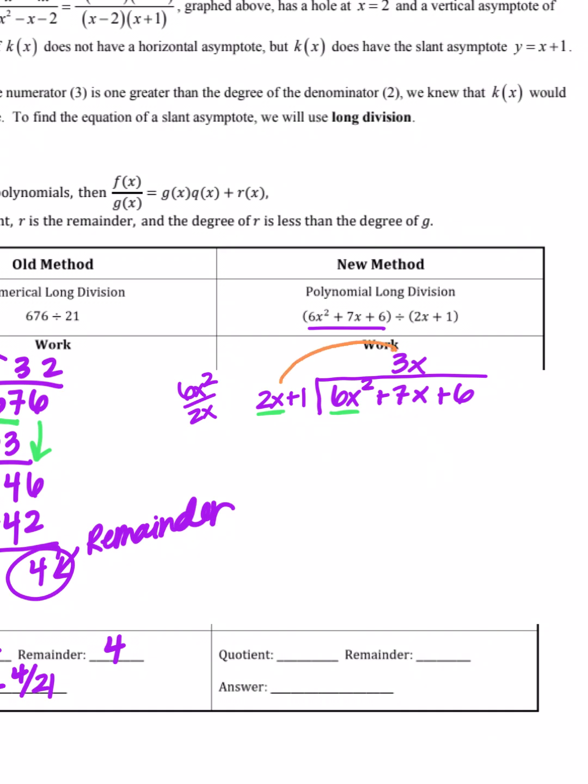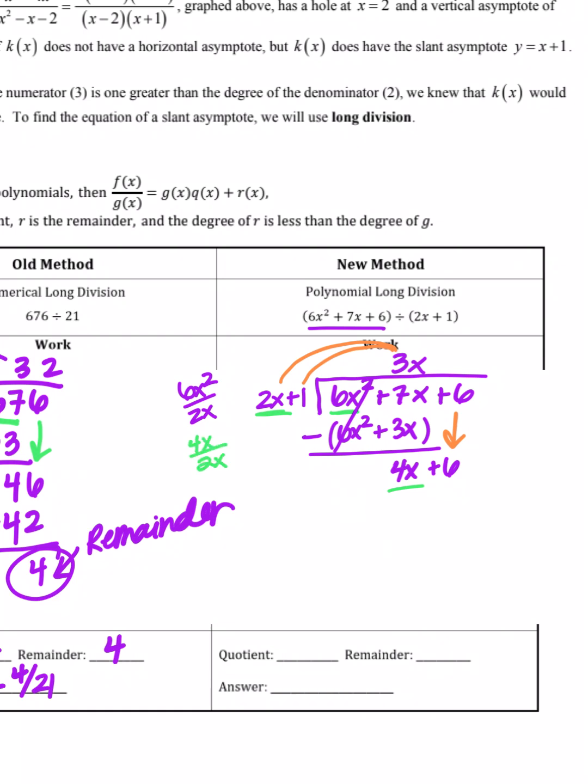So now multiply that 3x back out to help us see what we need to subtract in this spot right here. So 3x times 2x is 6x squared. 3x times positive 1 is 3x. Subtract it to find our remainder. The 6x squareds cancel. 7x minus 3x is 4x. Bring down the next term and start over. 4x divided by 2x, again, jot it off to the side if you feel like you need to.